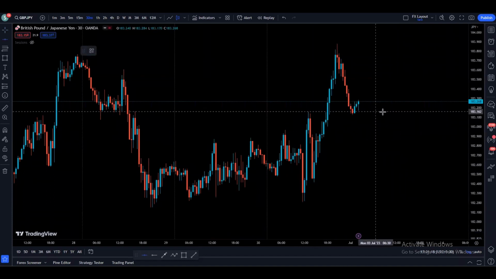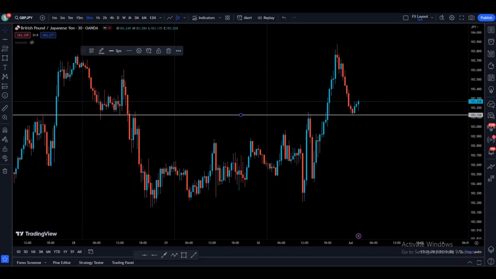Also, we can see that we have this support, price basically created this support right here. So now if we get a 30-minute candle close below this support, there is going to be a higher probability for the price to come down to the next support, which is right into this area. And if we break that as well, we can go to the next support, which is right into that area. That is something on the downside.